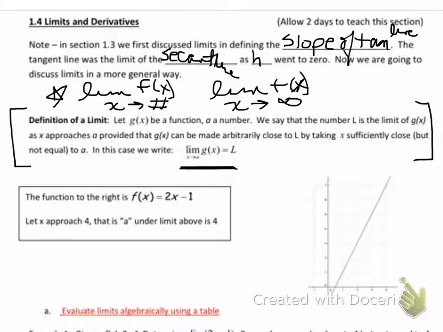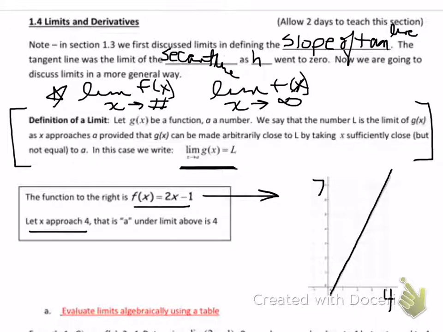Okay, so that's very confusing because it's written in mathease. So we're going to think about it in terms of an actual function that we can wrap our head around. So here is our function. I'm going to darken my function line. There it is. And I'm going to highlight two values, the 4 on the x-axis and the 7 on the y-axis. So this particular function, the function to the right, is f of x equals 2x minus 1. That's that function right there. It's a straight line. And it says, let x approach 4. That is, a under the limit above is 4.